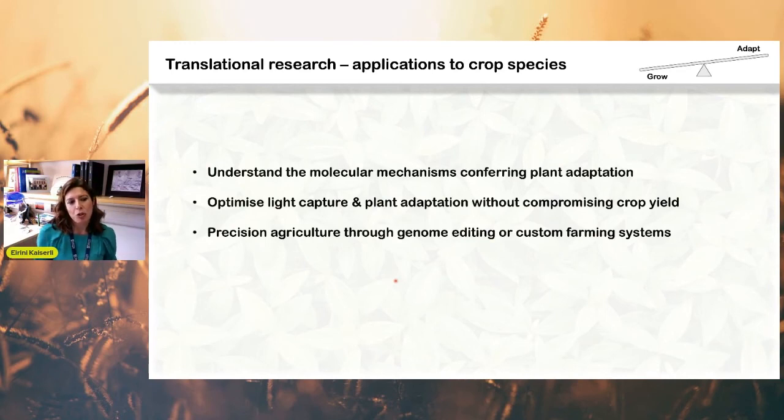And ideally, we want to try to optimize light capture and also plant adaptation without compromising crop yield, because this is very important, because there's always this balance. So understanding the details of these pathways and how they're regulated can help us perhaps use them for precision agriculture through genome editing, for example, or even custom farming systems like the use of agrivoltaics.